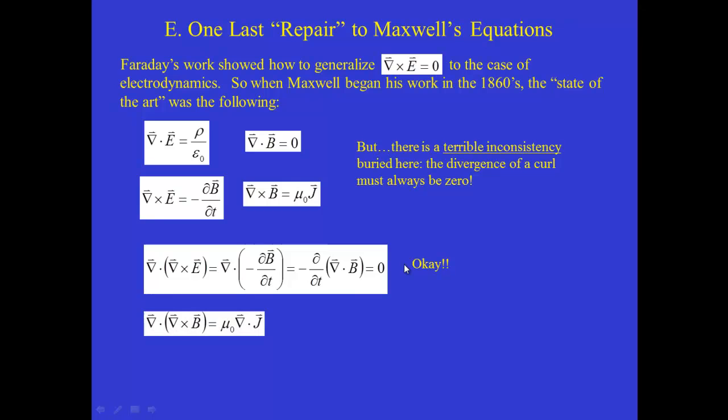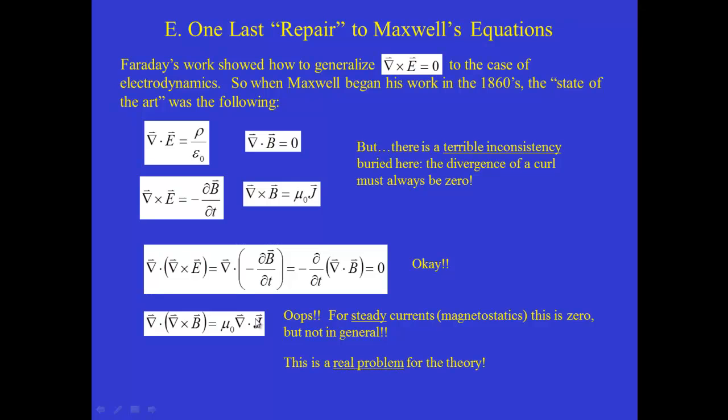That's great. Now, what about the divergence of the curl of B? Putting in the mu naught, that will be mu naught times the divergence of J, and we see that this causes a problem. Now for steady currents, as I'll show you in just a minute, this term on the right-hand side is always 0. So in the realm of magnetostatics, we're fine. But it's not true in general. And so this produces a real problem for the theory of electromagnetism, which Maxwell, to his great credit, realized mathematically.